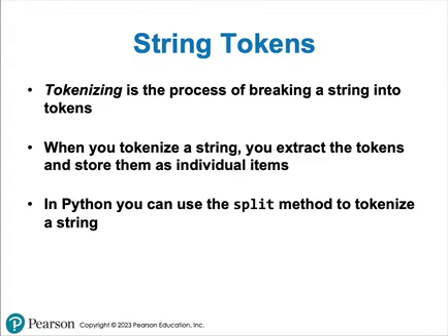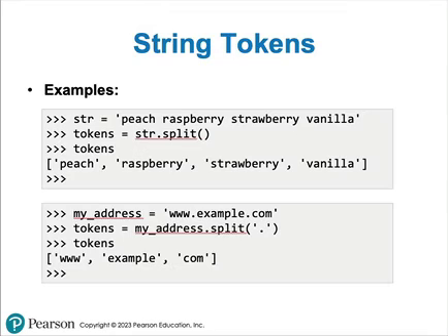Tokenizing is the process of taking a string and breaking it apart into tokens. Like I said, you break them apart and store them as individual values. And one of the most common ways built into Python to tokenize a string is with the split function. That's exactly what it was designed for. Here are some examples of splitting, again in the first case on space, in the second case on a period. So in the second case, we're taking a web address and breaking it into the various parts, which are going to become what we have as the tokens.